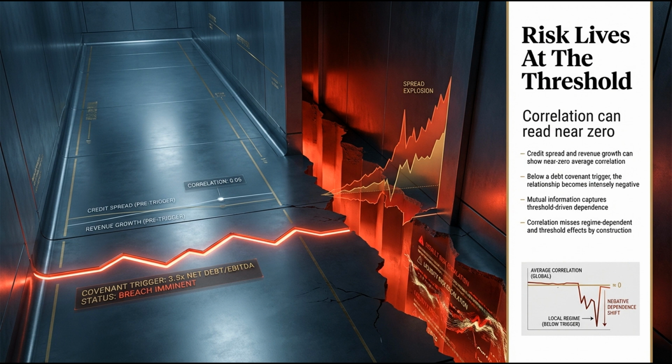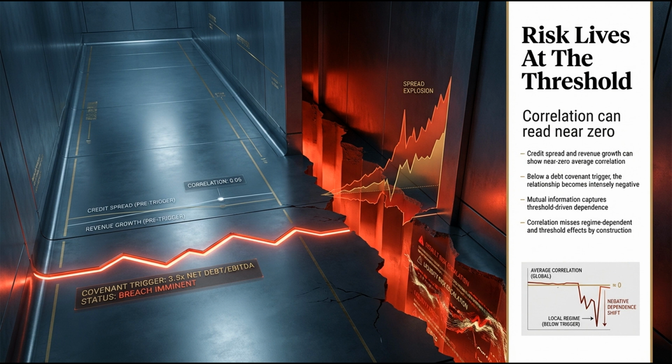A massive nonlinear event. A linear correlation model misses this entirely because it demands a consistent, straight-line relationship across the entire distribution of data. It literally expects the relationship to be the same on a sunny Tuesday as it is during a liquidity crisis. And mutual information doesn't. Mutual information does not care about straight lines. It captures the dependence regardless of the threshold trigger.